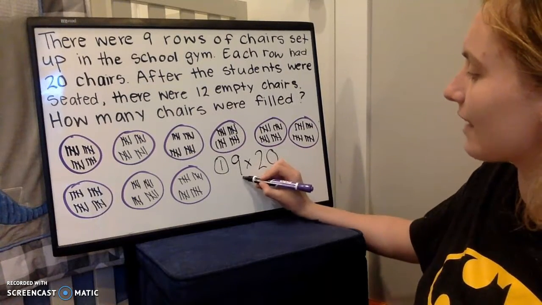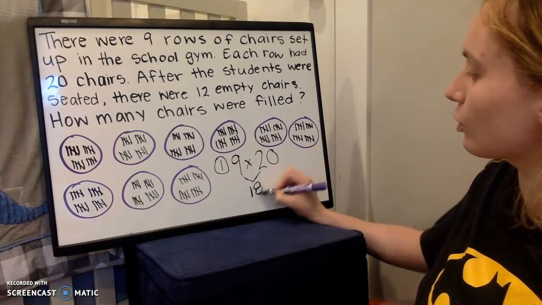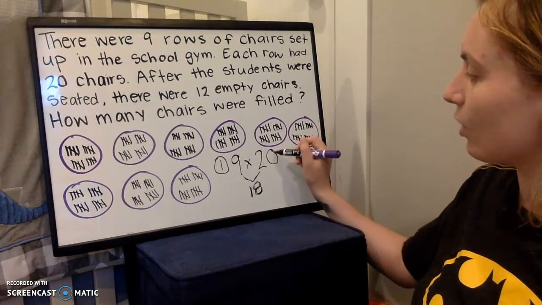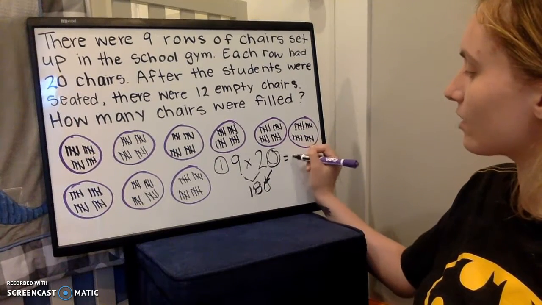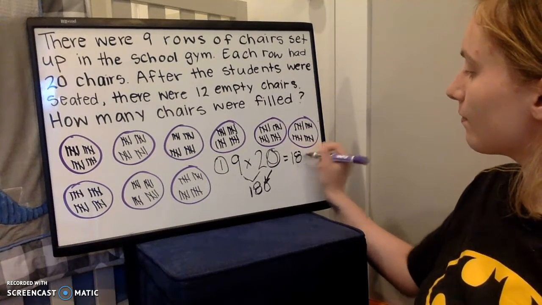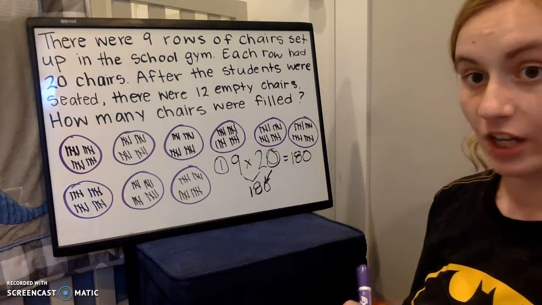So I know that I can take 9 times 2, which I know is 18. 2 groups of 9 is 18. And I can say, oh wait, hey, I'm a 10. Gotta add that 0, so I know my answer is 180. Perfect. So now I know there's 180 chairs in all.